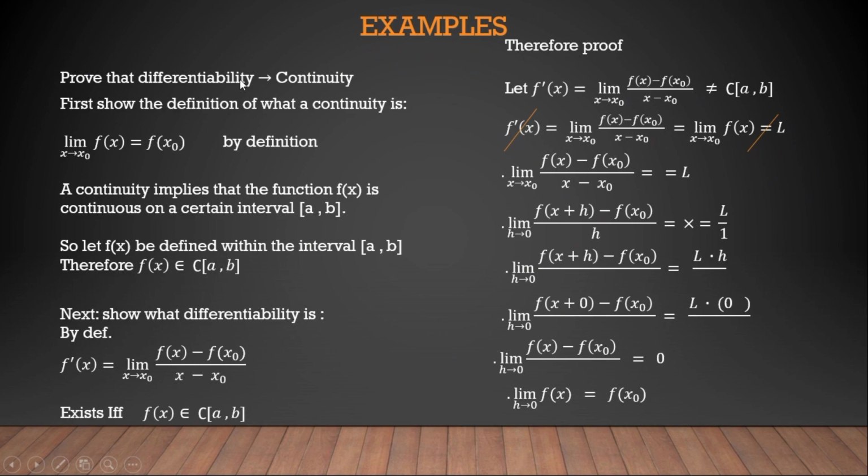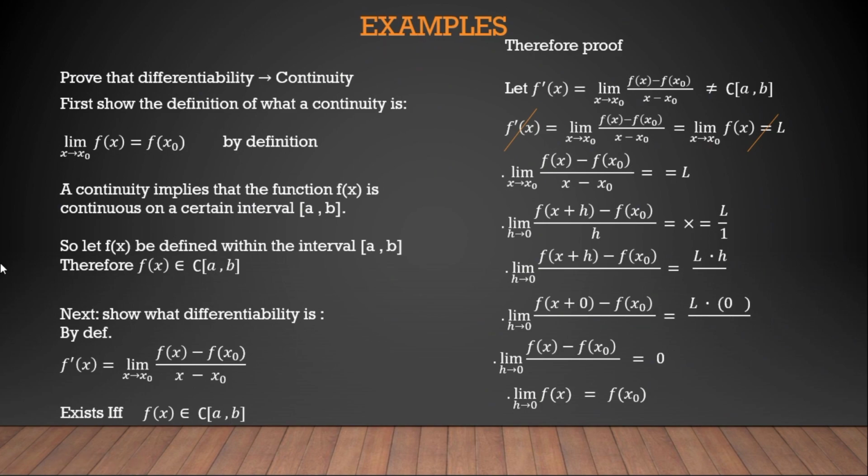Okay, so proving that differentiability implies continuity, first we have to show what the definition of each is. The definition of continuity, what we're trying to prove here, is the limit as x approaches x naught of f of x is equal to f of x naught, by definition, right? So when proving something, we first have to know what we're proving. First we have to know what continuity is, then we know what differentiability is. When we know the two, then we can find some relationship between the two.